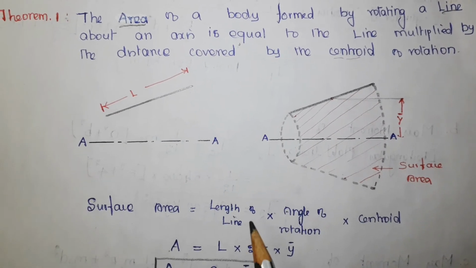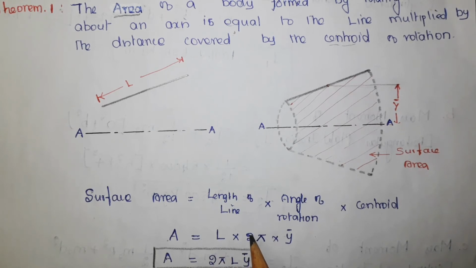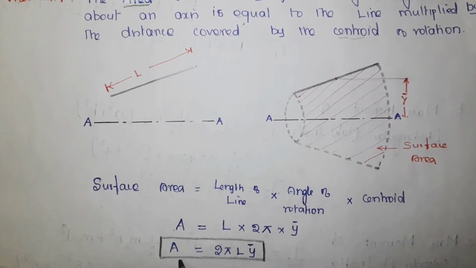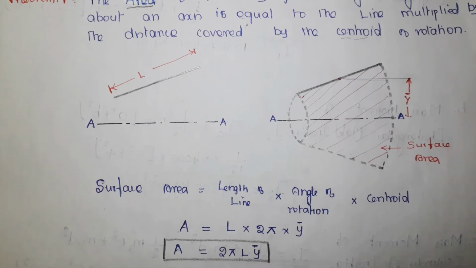So the formula now becomes area equals L, the length of the line, into 2 pi, because I am going to rotate the line by 360 degrees, into y bar. If I rearrange the equation, I will get area equal to 2 pi L y bar. So this is the formula for finding the surface area of any object.